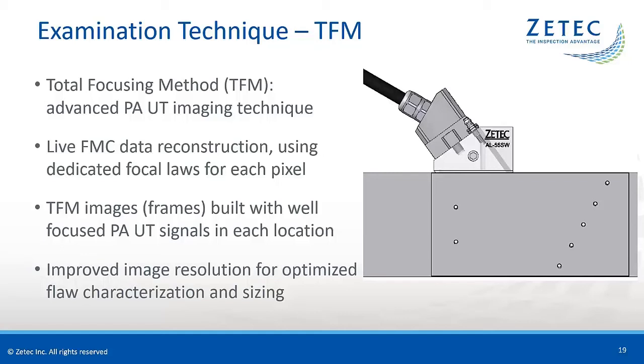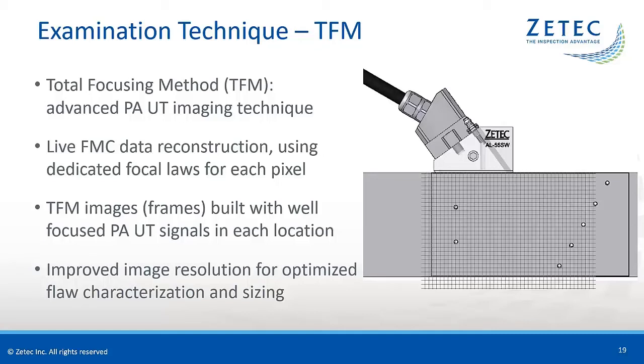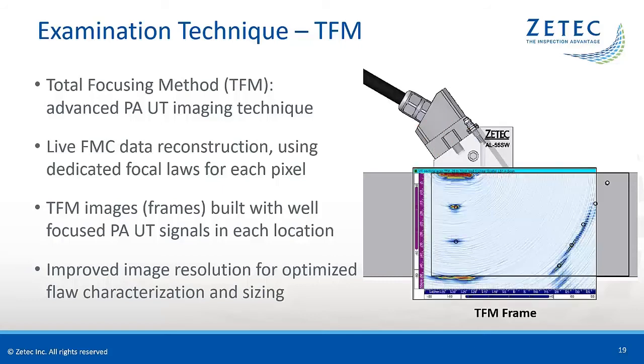The most commonly used advanced focusing algorithm is the total focusing method, or TFM. This animation explains how it works. The algorithm sums the elementary A-scans from all elements in the array to generate a frame of pixels, where each pixel is computed using a dedicated focal law. The TFM frames can be used for live interpretation, or they can be stored for each position of the probe, very similar to a dynamic merge view in regular phased array.